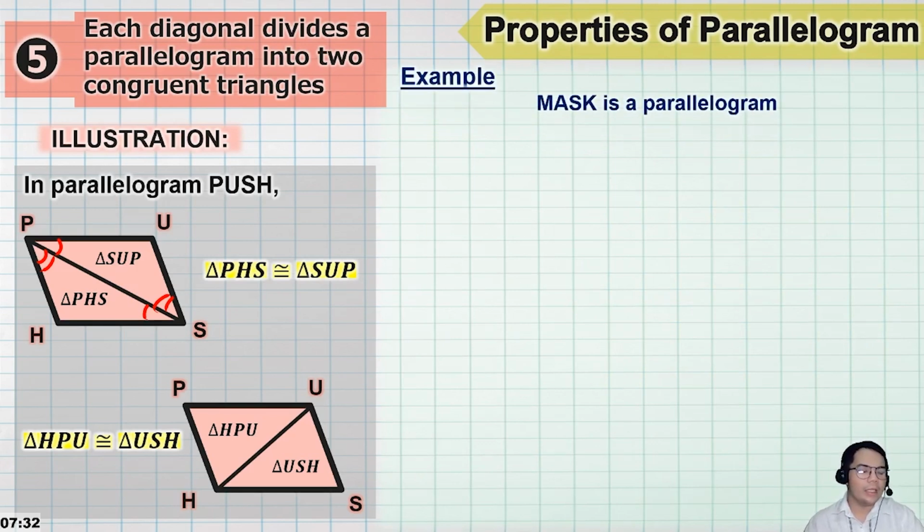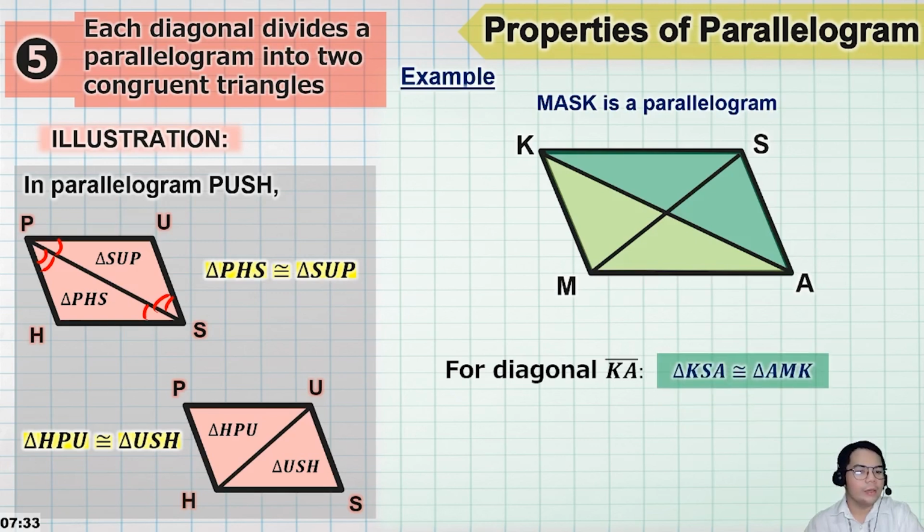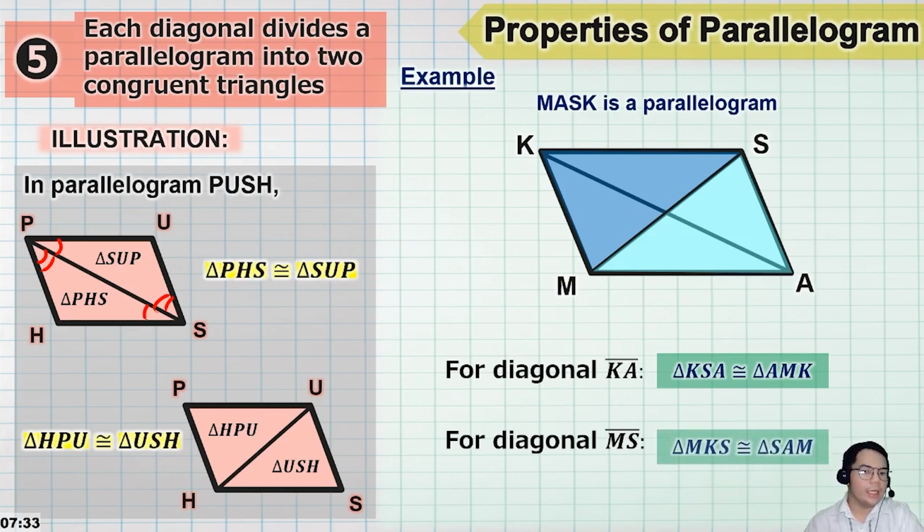We have here quadrilateral or a given parallelogram MASK. So ito yung given natin. We have already the two diagonals. So for diagonal KA, ayan, it divides this parallelogram into two triangles wherein triangle KSA, yun nakita nyo yung mas dark green na nasa taas is congruent with triangle AMK. Ito yung nasa baba. On the other hand, for diagonal MS naman, magiging congruent itong triangle MKS dun sa triangle SAM. So this is the last property of our parallelogram.